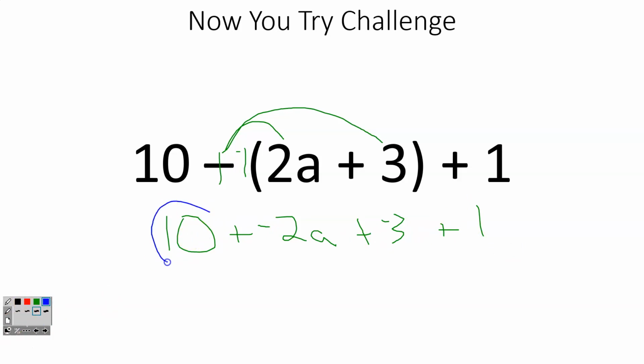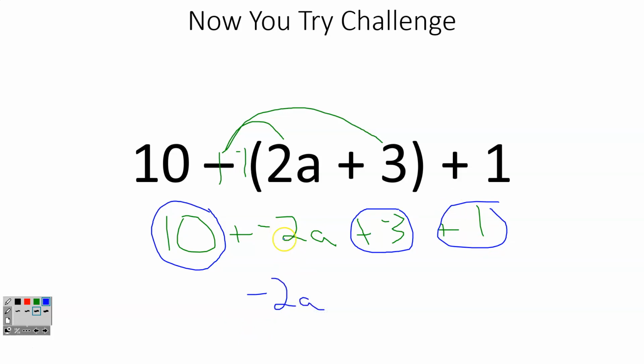I can combine a lot of stuff in this one. My 10, my negative 3, and my positive 1. Bring down my negative 2a because there's nothing I can do with that. 10 positives, 3 negatives, 1 positive. 10 plus 1 is 11. 11 plus a negative 3 is going to give me positive 8.